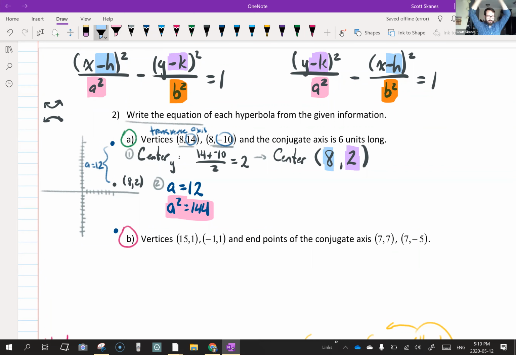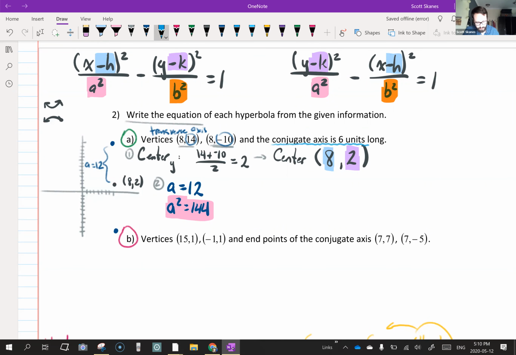What am I missing? I have H, K, and A squared. I need B squared. Anyone have any clever ideas how I'm going to get B squared? Anybody? Or your brain's mush? Okay. So there's a piece of information we haven't used yet. And it's okay if you don't have a clue. That's why we're doing this here, so you can get a chance to think it through with me. We haven't used this piece of information.